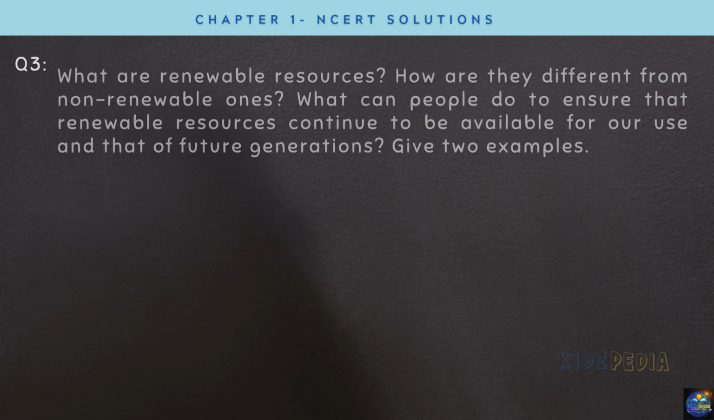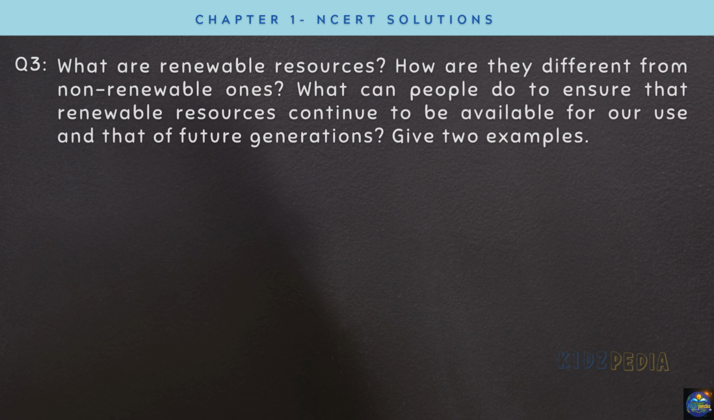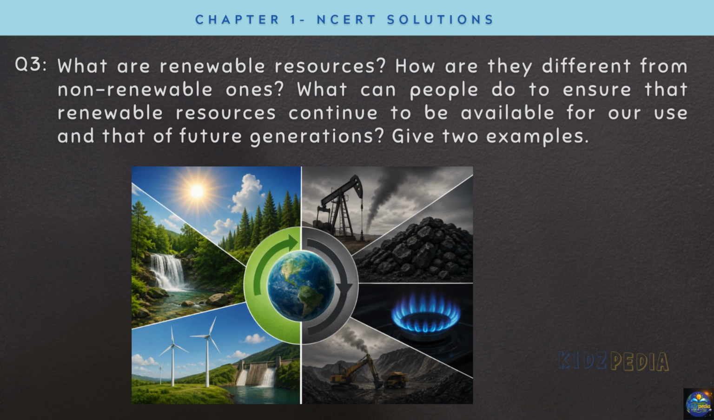Third question. What are renewable resources? How are they different from non-renewable ones? What can people do to ensure that renewable resources continue to be available for our use and that of future generations? Give 2 examples. So, renewable means nature can replace it again after some time.